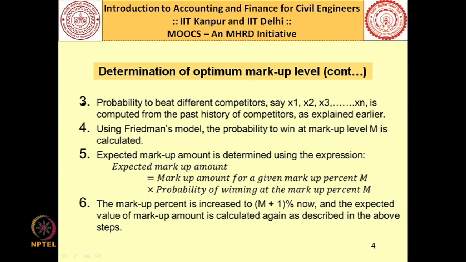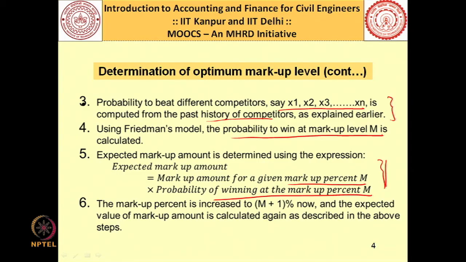The third step, I can calculate the probability to beat different competitors, say x1, x2, x3, xn from the past history of competitors, as explained in the previous lecture. I will show you in this class also. Then using Friedman's model, I am going to find out the probability to win at markup level m. How do I do it? It is calculated like this: expected markup amount is markup amount for a given markup percent m multiplied by probability of winning at the markup percent m. You will see how this is done.